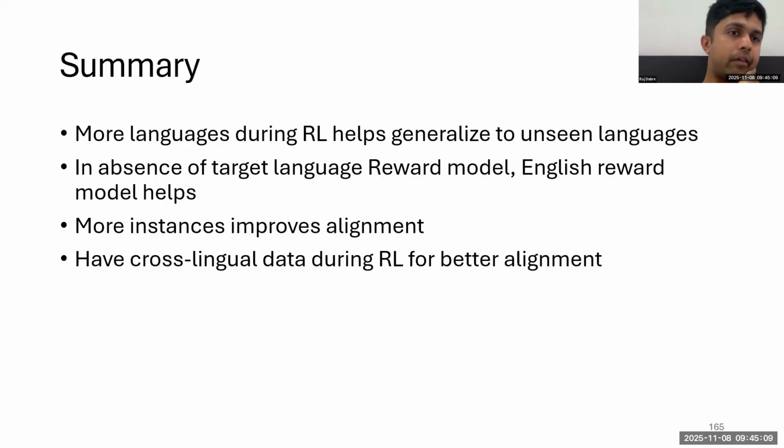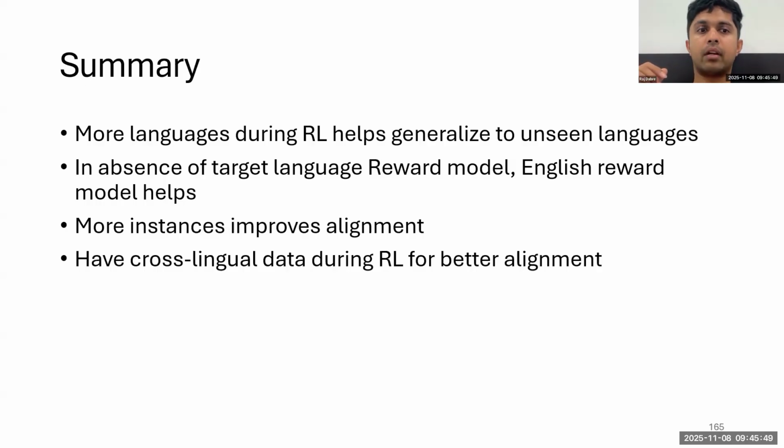So overall, the summary is that during RL, try to have more languages because it helps generalize to unseen languages. In the absence of a target language reward model, an English reward model helps. Mind you, these English reward models will be based on bidirectional BERT-like models, and they won't be based on decoder-only models. More instances, more data during RL helps improve alignment. I think this is something that's being thrown around quite a bit. Everybody wants to scale RL, to millions and millions of instances, and we've seen the gradual impact of scaling up RL, and this is proving to be true over time.